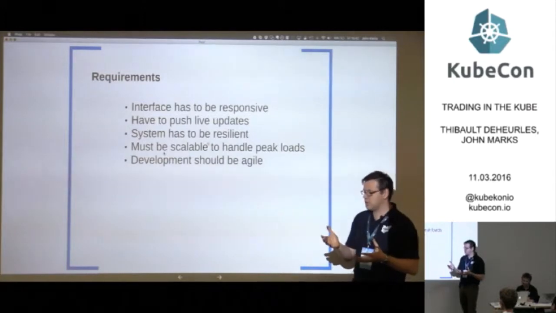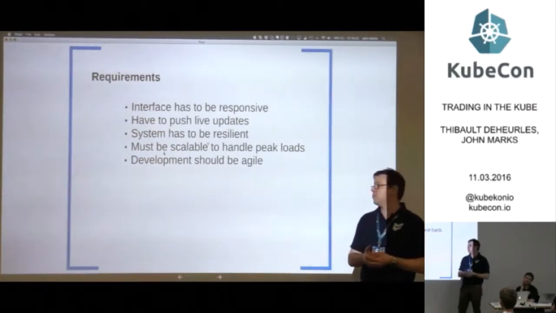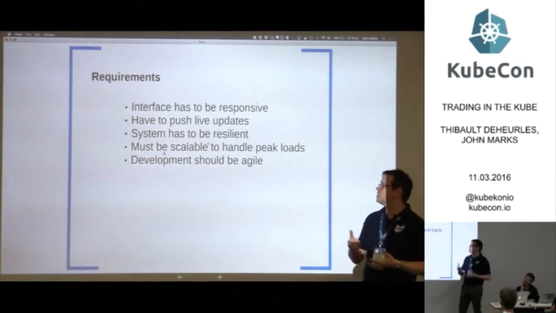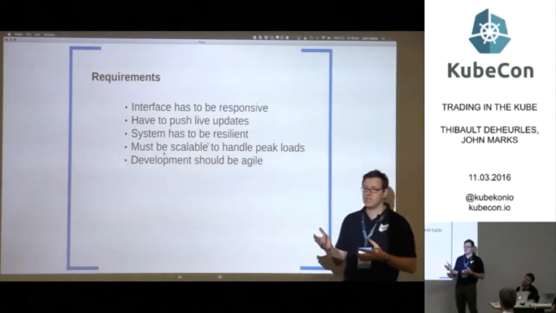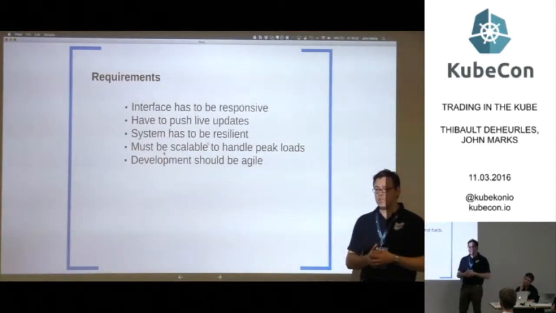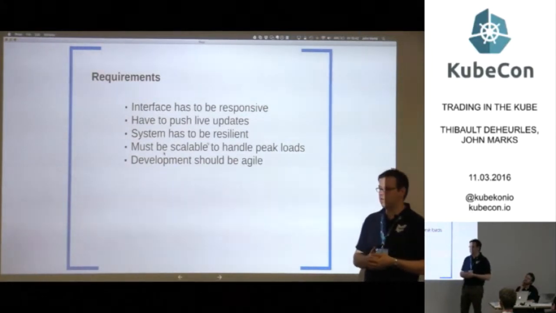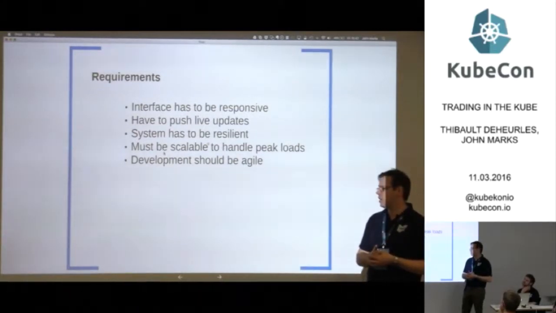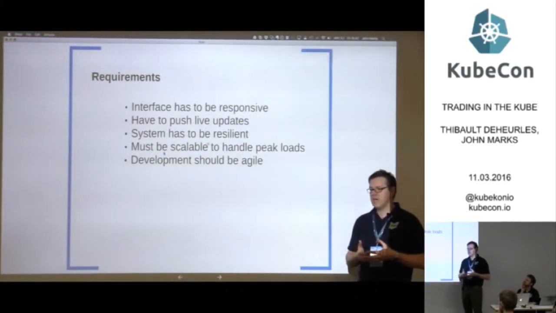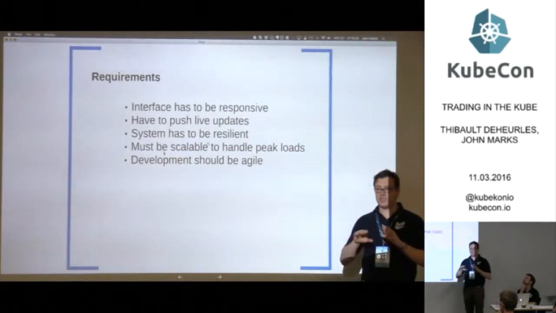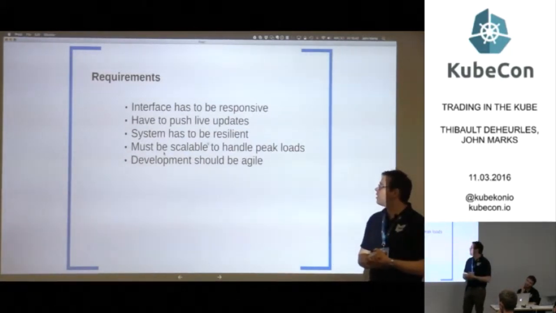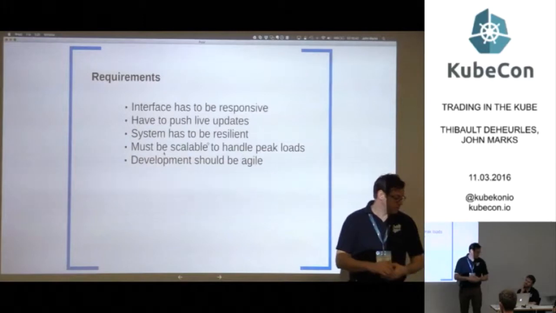The other thing we have to do is push live updates, be they prices or execution events. So they're not your traditional web apps. The system has to be resilient, so if we have a server-side outage or whatever, the deal needs to happen. The deals are worth a lot of money. If they fail to execute, then we're in trouble. They have to be scalable, so the load that goes through these sorts of systems is not flat throughout the day. There are extreme peaks. And also the development should be agile.